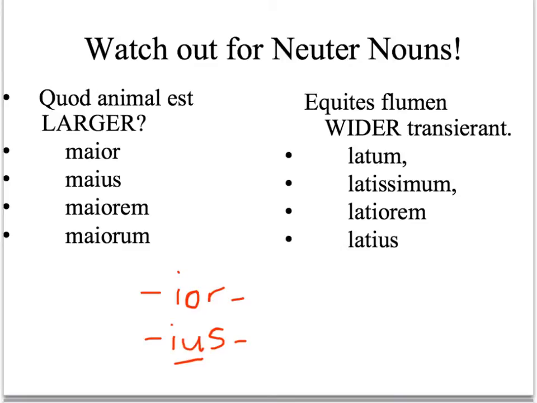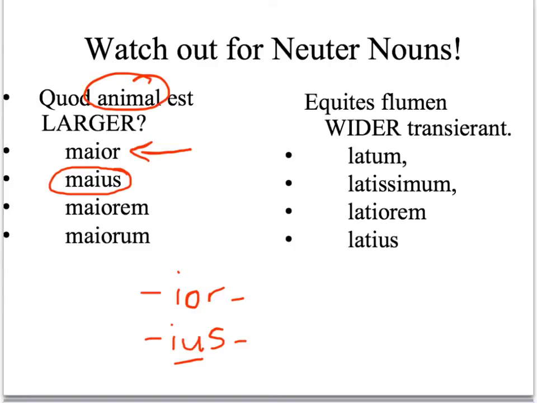Let's look at the first example. Quod animal est larger? Animal is a neuter noun. So somebody who's not necessarily paying attention might say, oh, maior, that means larger. But we actually need to circle maius because of that neuter adjective in the comparative rule.